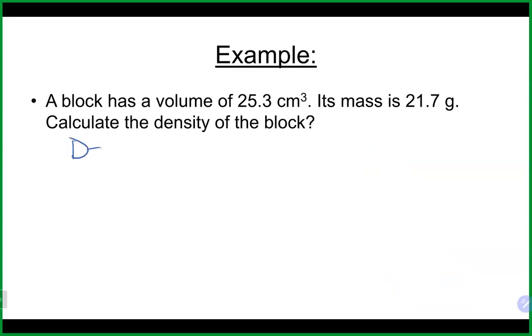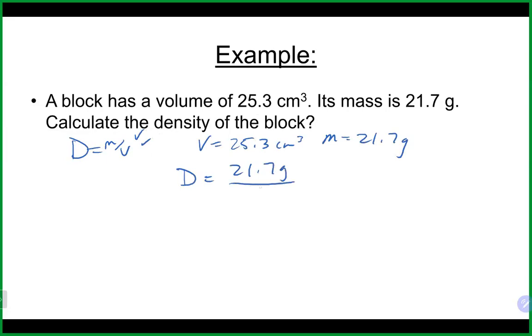We are looking for our density, which is mass divided by volume. In this case, we do have the volume given to us, which is 25.3 cubic centimeters. We also have the mass given to us, 21.7 grams. So we're good to go to just plug in. So 21.7 grams divided by 25.3 cubic centimeters is going to get us a number.